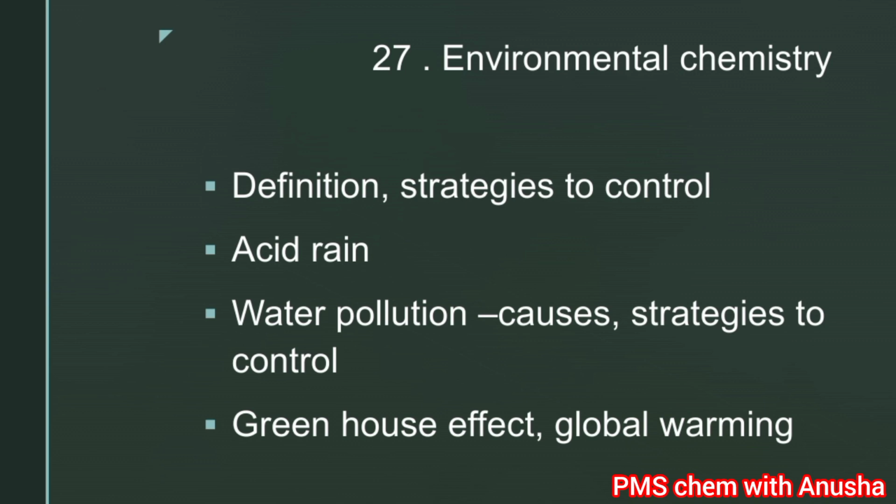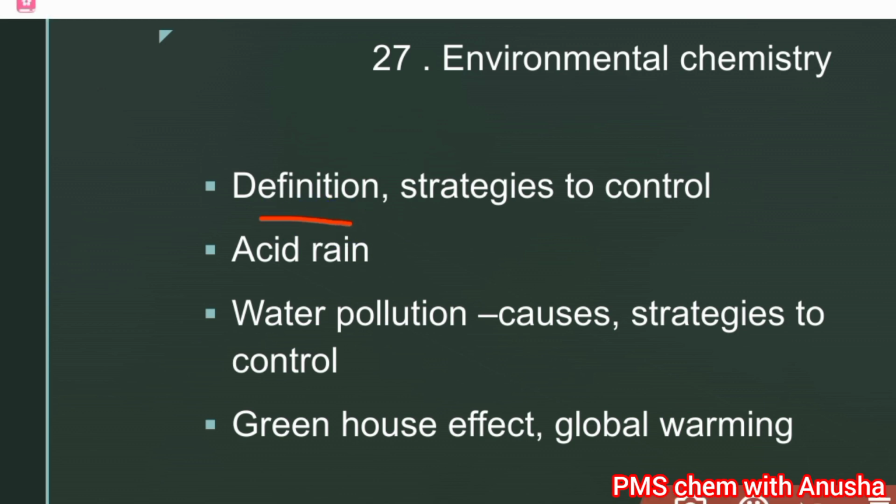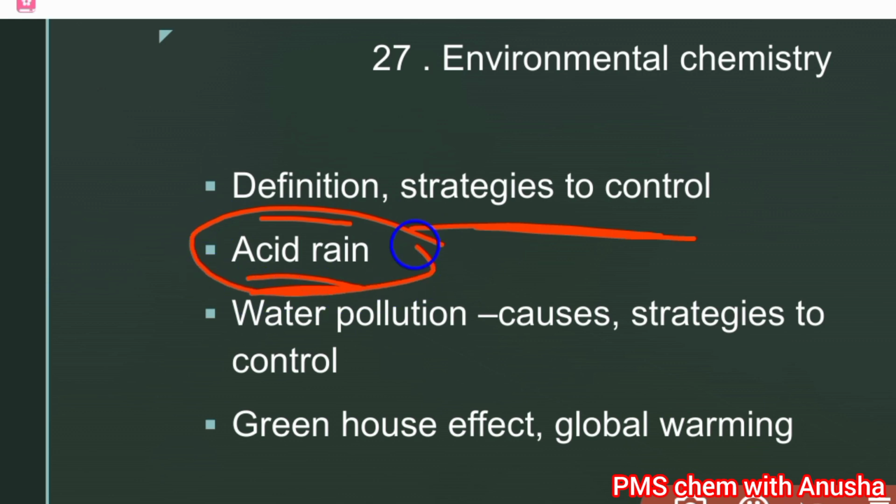Next, 27th unit, that is environmental chemistry. In environmental chemistry, you have to focus on definition and strategies to control environmental pollution, that you have to study. Next, acid rain related explanation, their definition, what are the harmful effects caused because of acid rain, and acid rain related chemical reaction you have to explain. Next, water pollution, their causes and strategies to control water pollution, that you have to mention.